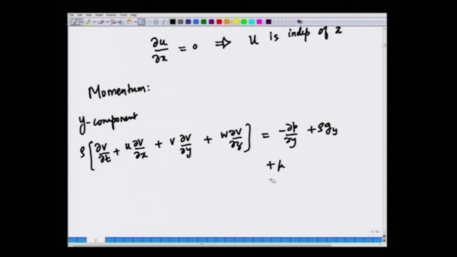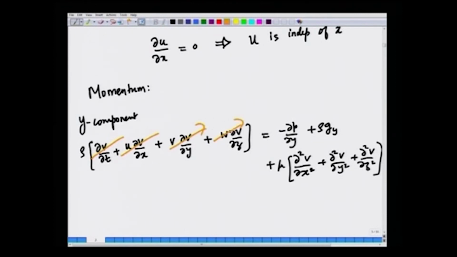Times the Laplacian of the y component of velocity. Okay. Now, let us look at which of these terms are important. Now, we have assumed that there is no velocity in the y direction. So, all these terms are 0. Okay. So is this term.